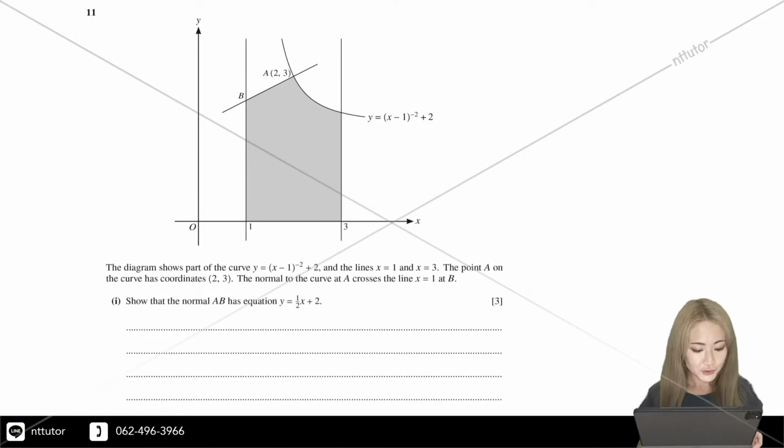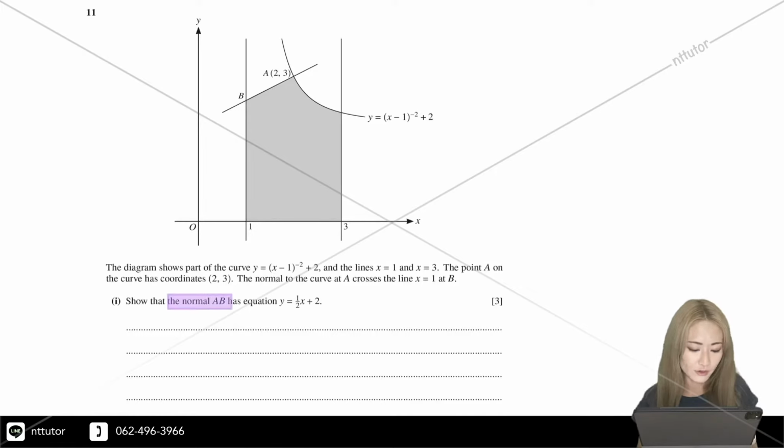The diagram shows part of the curve y equals (x minus 1) to the power of minus 2, plus 2, and the lines x equals 1 and x equals 3. The point A on the curve has coordinates (2, 3). The normal to the curve at A crosses the line x equals 1 at B. Show that the normal AB has equation y equals a half x plus 2.